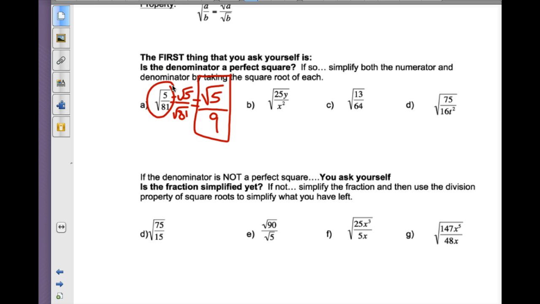The property up there says if you have a square root of a fraction, you can break it up and put the square root symbol on both numbers. And that's what I did. That makes sense to me.